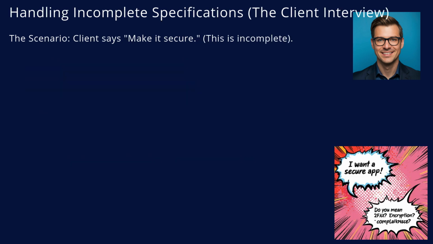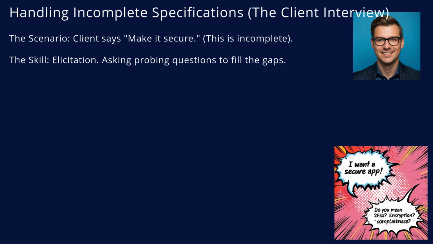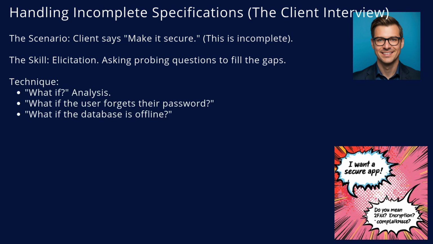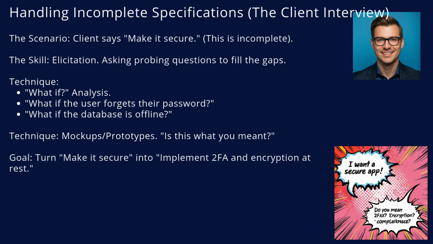What about incompletely specified problems? This usually happens with new features. A client says, "make it secure." That means nothing. Your skill here is elicitation. You must interview the stakeholder. Use what-if analysis. What if a user logs in from a new device? Should we block them? Use mockups. If I build it like this, does that solve your problem? Your goal is to fill in the blanks. You turn the vague instruction, "make it secure," into the defined task: implement multi-factor authentication and encrypt the database at rest. You are completing the specification.